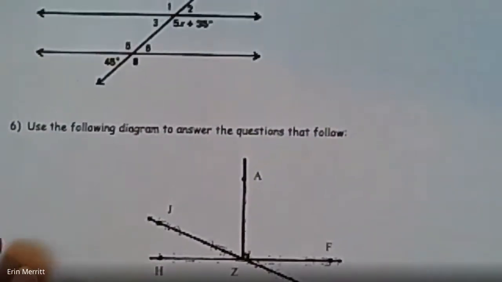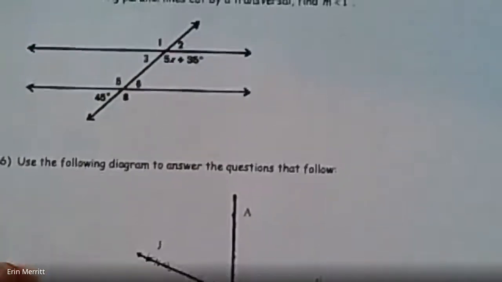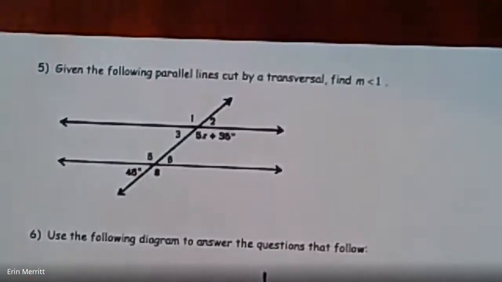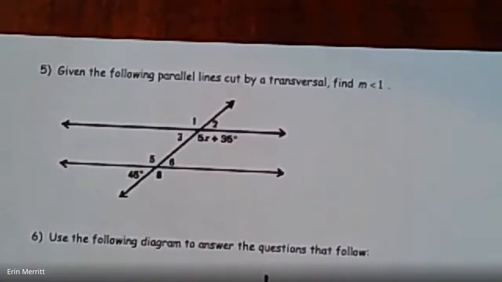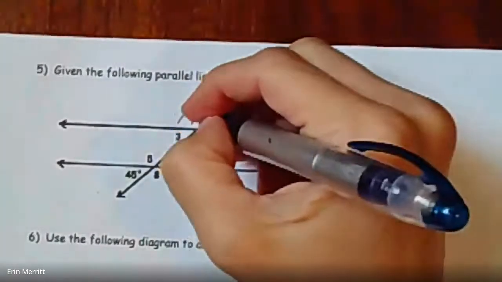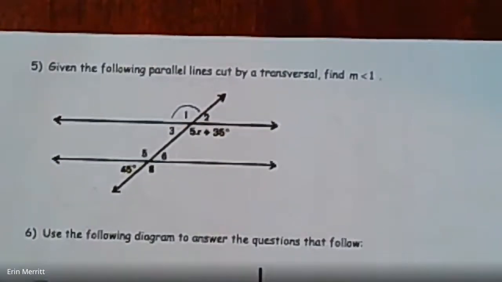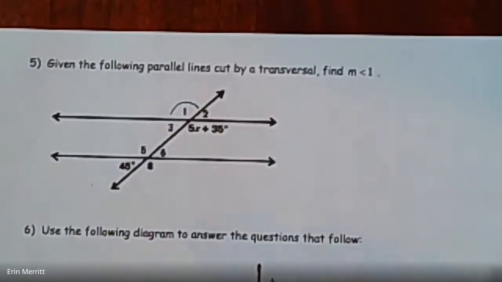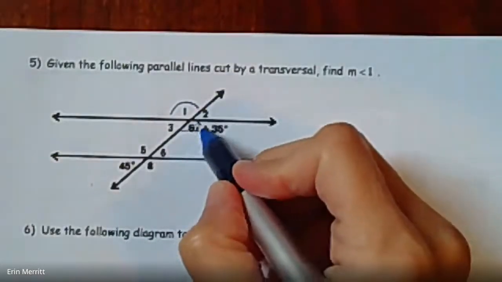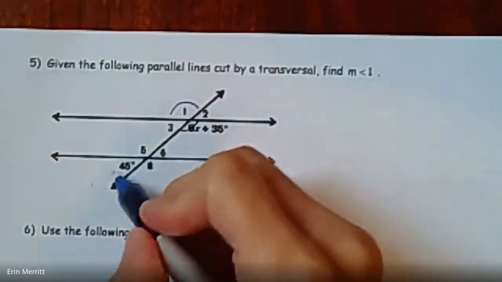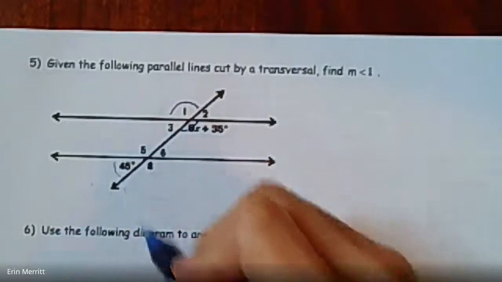The next one, number 5, now we get to set up a little equation here. Given the following parallel lines cut by a transversal, find the measure of angle 1. Ultimately in the end, we want to find that angle. All right, you've got to work with what you're being given. In this case, the two angles that I actually have labeled with degrees are the angle across from angle 1, this guy right here, and then this one down here, 45.